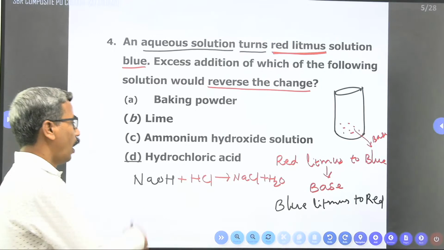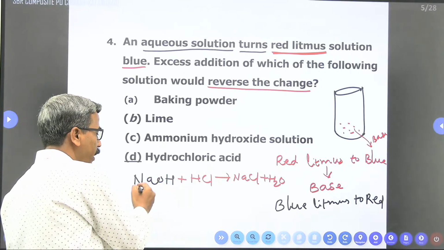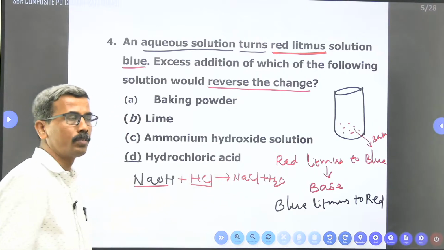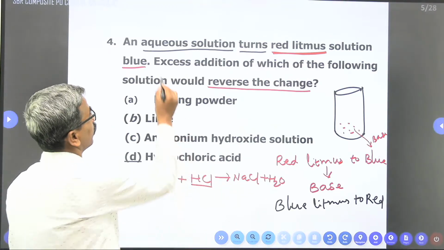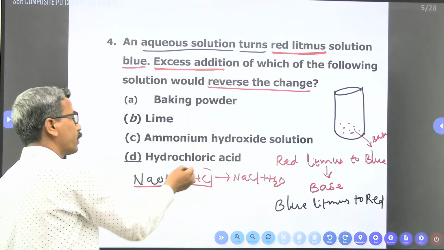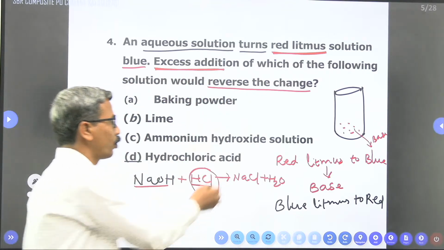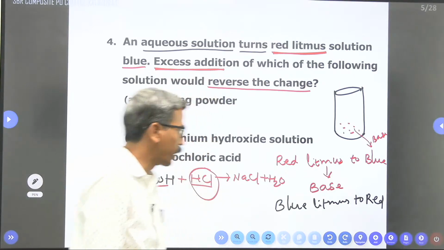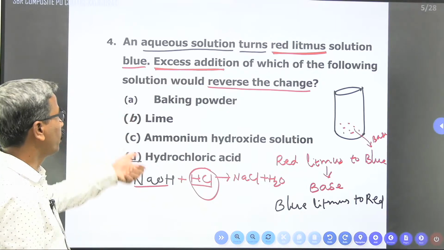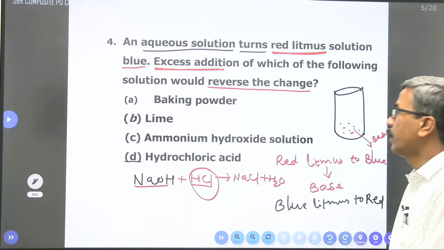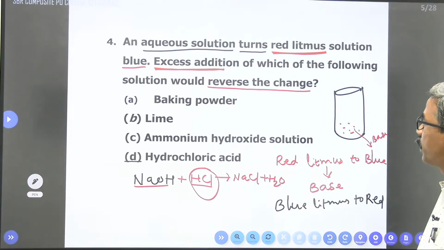Remember, when you add the same moles of each, then the resulting solution will be neutral. Suppose they are adding an excess of one of these. If I add an excess amount of HCl, then the solution will become acidic. Then that blue litmus paper will turn into red. So out of these compounds, you are supposed to identify which compound is an acid, and that is going to be the correct option.